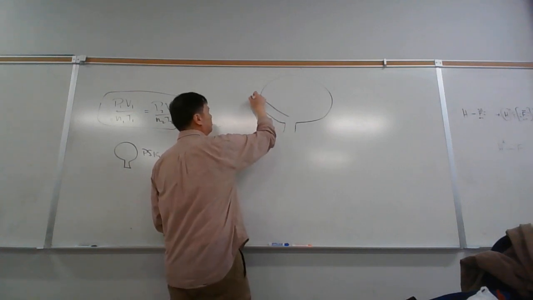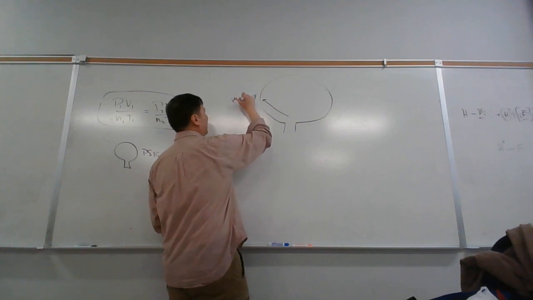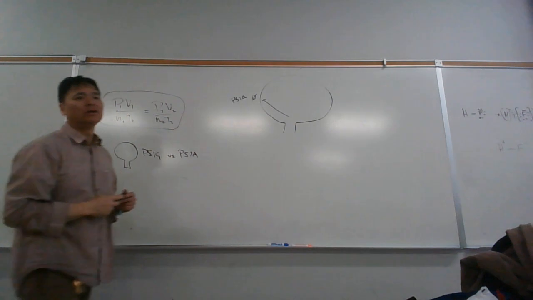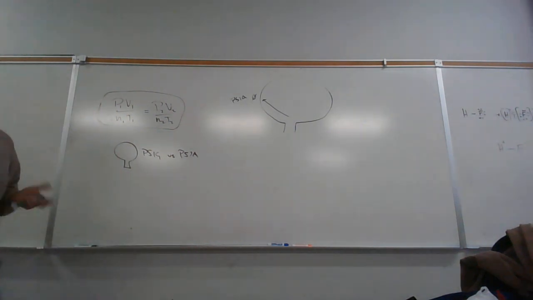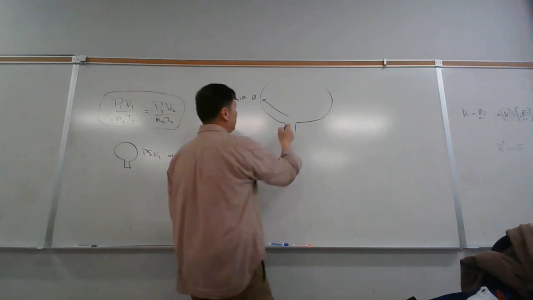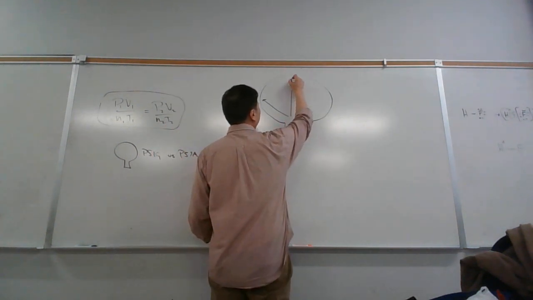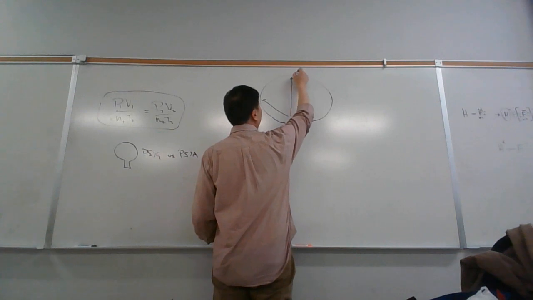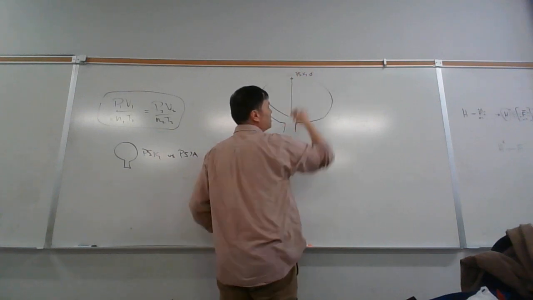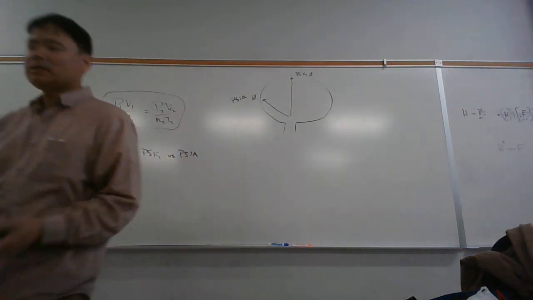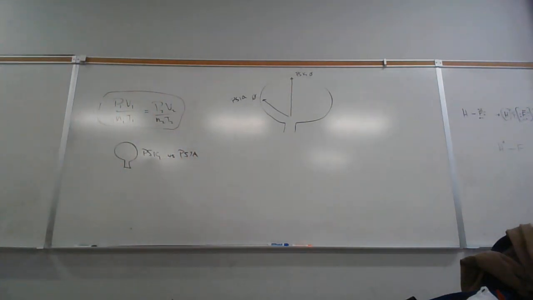So 0 PSIA is absolute zero. There's no gas present. Whereas 0 PSIG has a different meaning. Let's say you go out and buy a helium tank. Although I guess helium is getting really hard to get. Yeah, hydrogen instead.